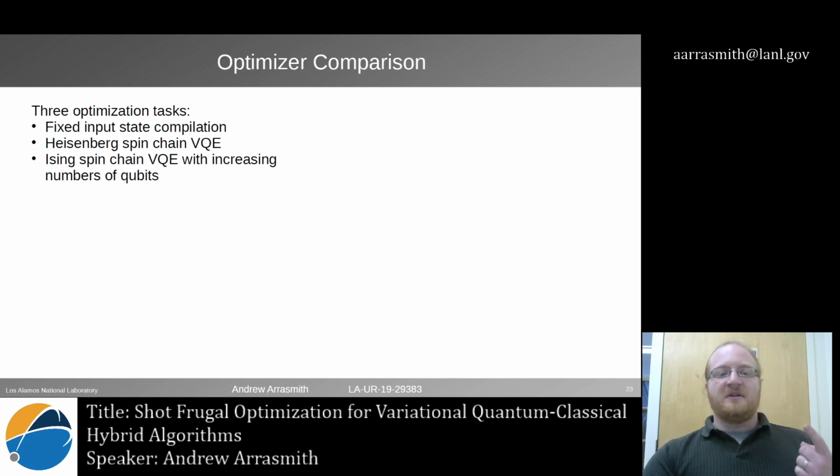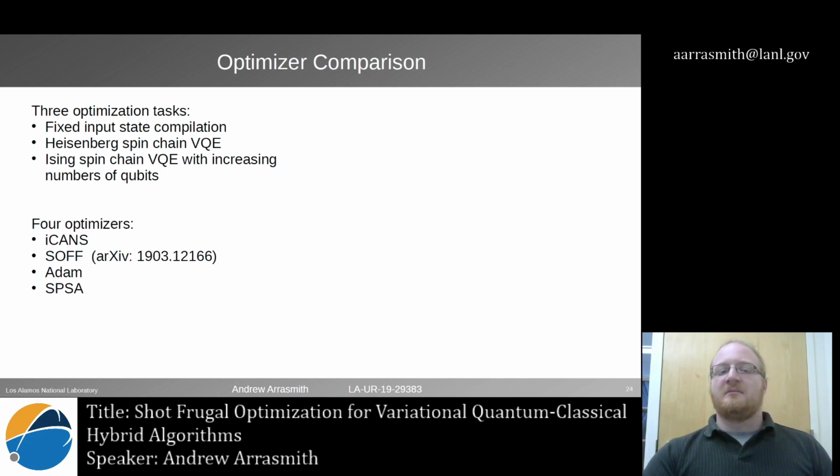We're going to consider fixed state input compilation, Heisenberg VQE, and an Ising VQE where we grow the number of qubits and thus the length of the chain. And we're going to use our ICANS method. We're also going to show you how it compares to a sequential optimization by function fitting method, which is also recently proposed specifically for optimization with variational algorithms, as well as ATOM, which is a popular machine learning technique, and SPSA, which has also been around for a while and attempts to use few measurements of an objective function as well.